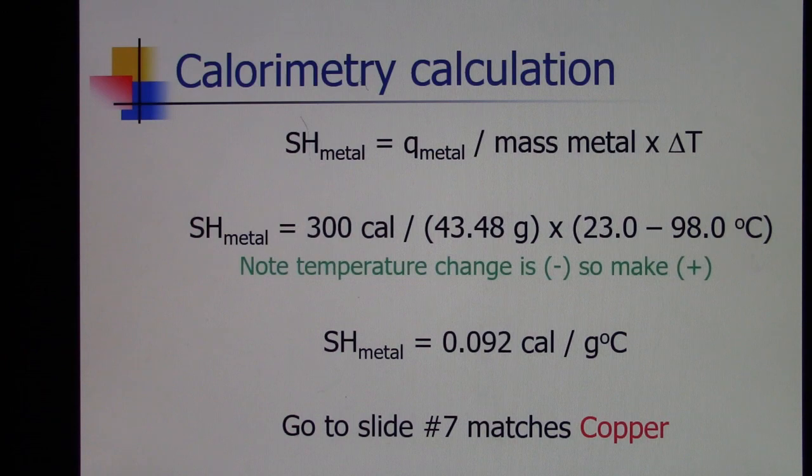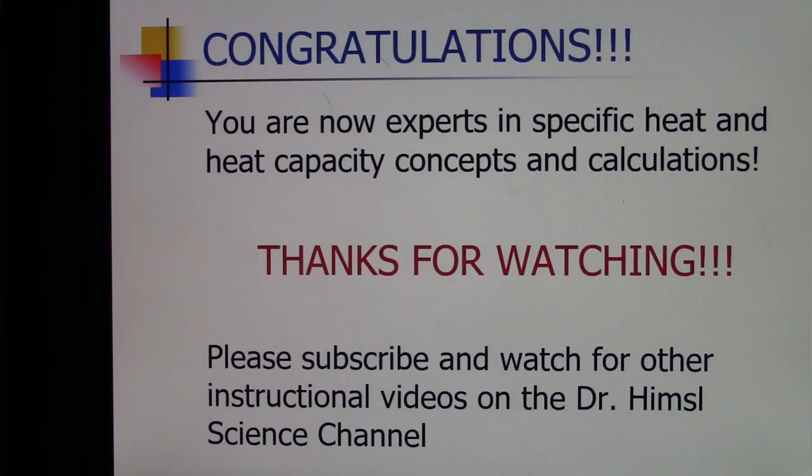Again, if you want to change the calories to joules, just multiply by 4.184, and that would give you joules per gram degree C. So congratulations, you're now all experts in specific heat and heat capacity concepts and calculations.